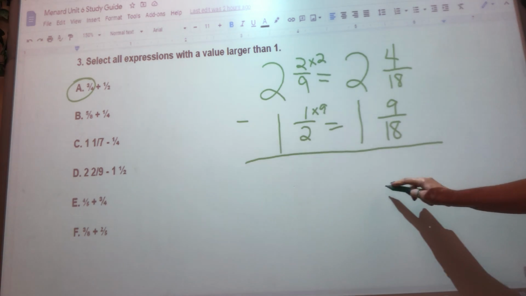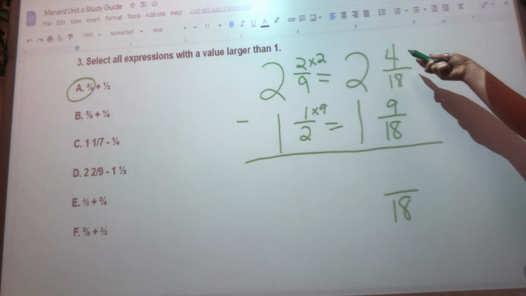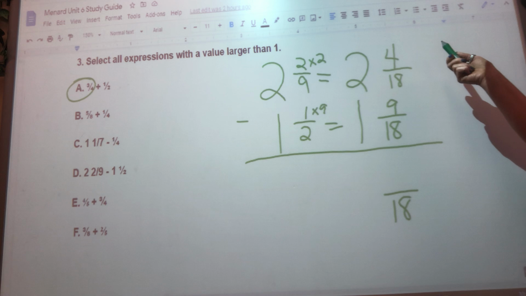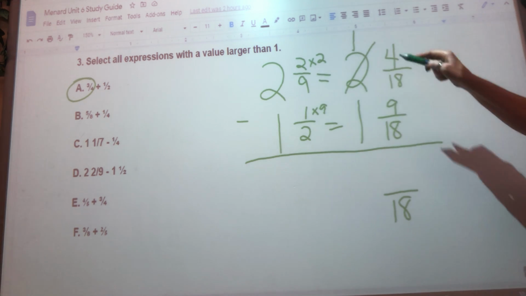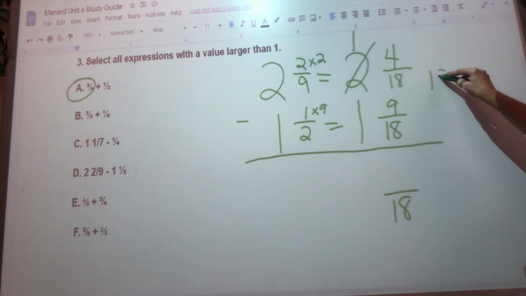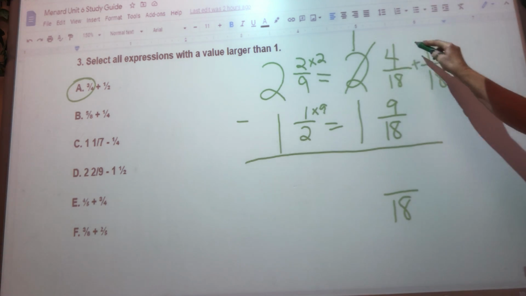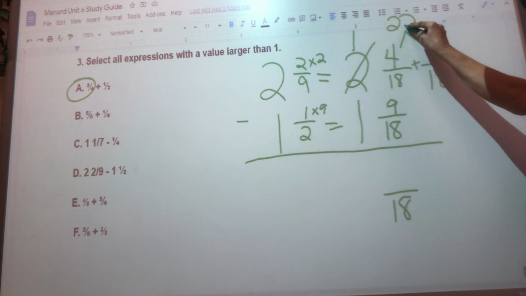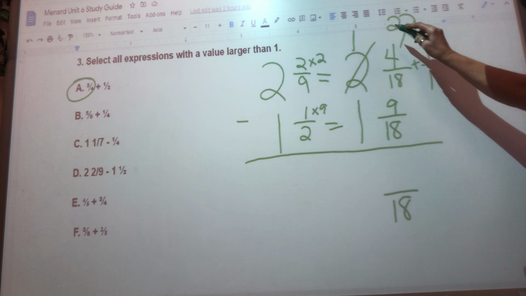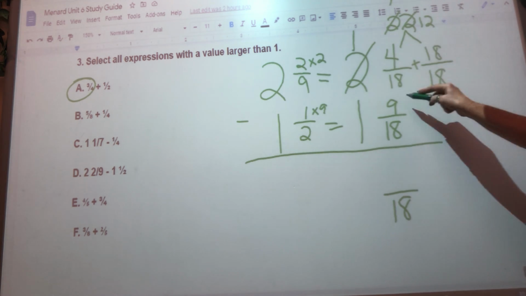Now, again, I'm subtracting, so I keep that common denominator, but I can't take 9 from 4. So what do I do? I borrowed a whole one. So how many 18ths did I borrow? 18. So now, how many 18ths do I have all together? 20. Okay. Can't take 9 from 2, so I have to borrow. 12 minus 9.